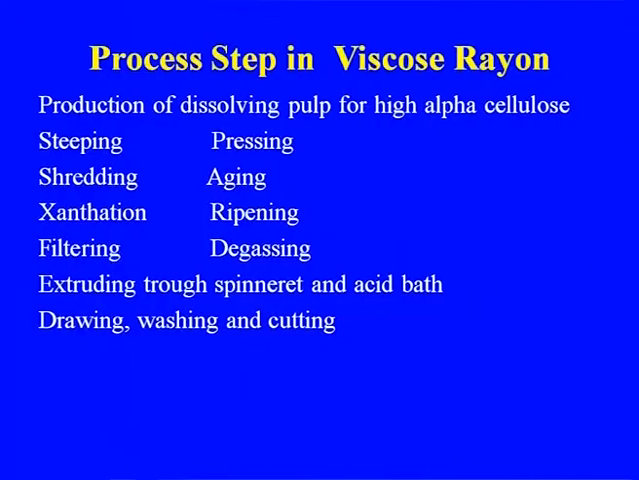So the steps are steeping, pressing, shredding, aging, xanthation, ripening, filtering, degassing, extruding through spinneret into an acid bath, drying, washing and cutting. We will be discussing each of these steps in detail, because there is importance of each and every step in the manufacture of the viscose rayon, as it will affect the quality of the viscose that we are making.